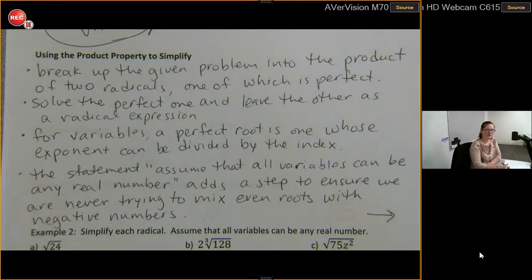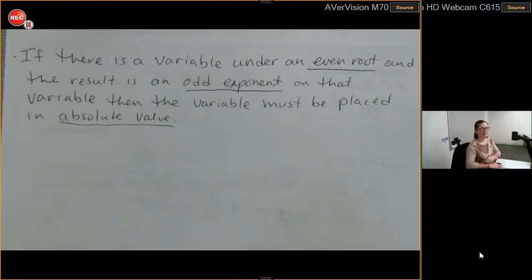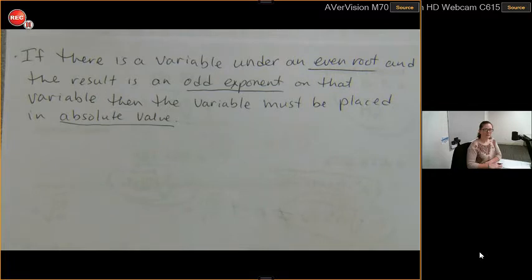And you'll see in the directions the statement, assume all variables can be any real number. This adds an extra step that we're going to have to incorporate to ensure that we're never trying to mix even roots with negative numbers, because that's not a good plan, right? Square roots of negatives or fourth roots of negatives don't exist. So the extra step is that if there is a variable under the even root and the result is an odd exponent, that variable must be placed in absolute value.